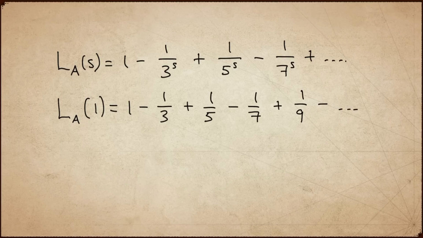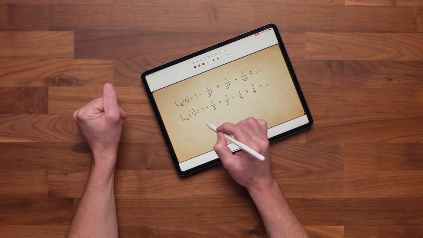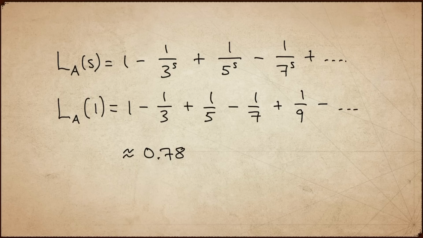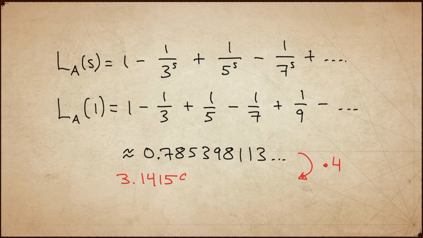And if we take a lot of terms here, say 5 million terms, we get 0.785398113, and so on. What is this number? Well, multiplied by 4, that gives 3.1415924535, and so on. And you recognize this number, right? How many decimals did we get?